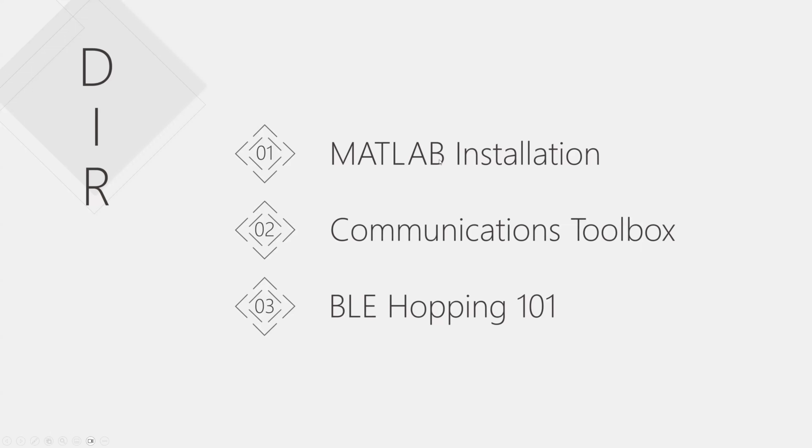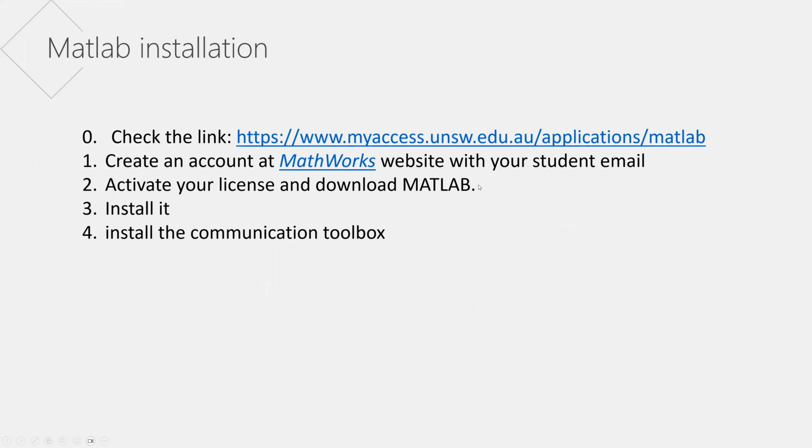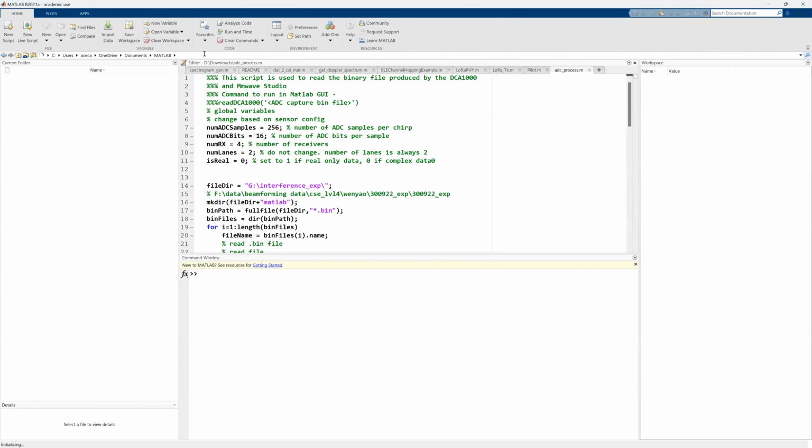First one is to do the MATLAB installation. Basically, you have a free version for the MATLAB. Just go to this link and download your MATLAB, and you can also create an account to download the file. So after you download your own MATLAB, it should be something like this.